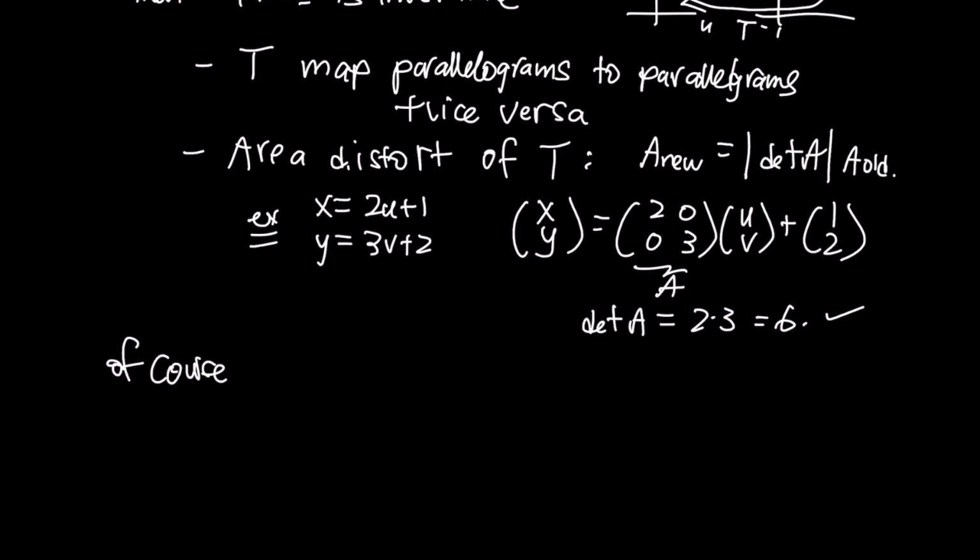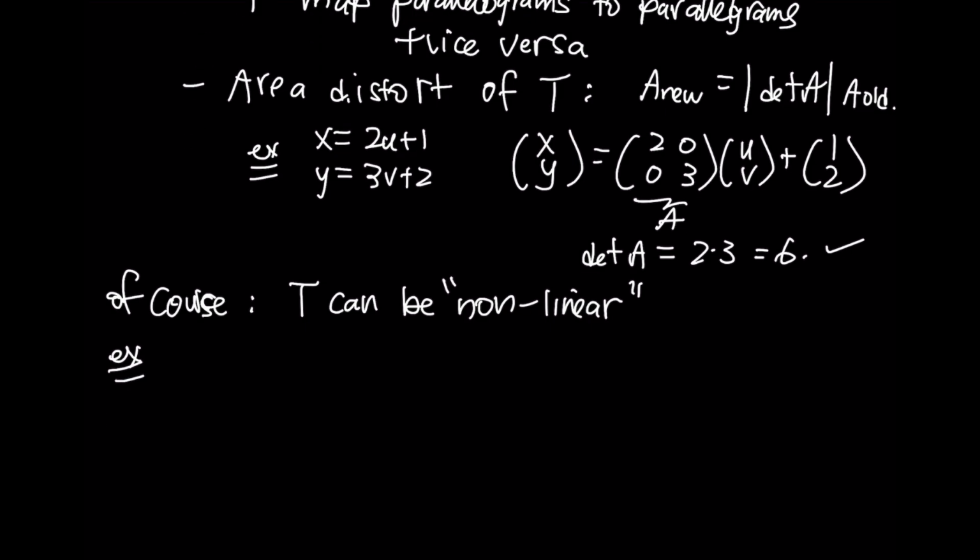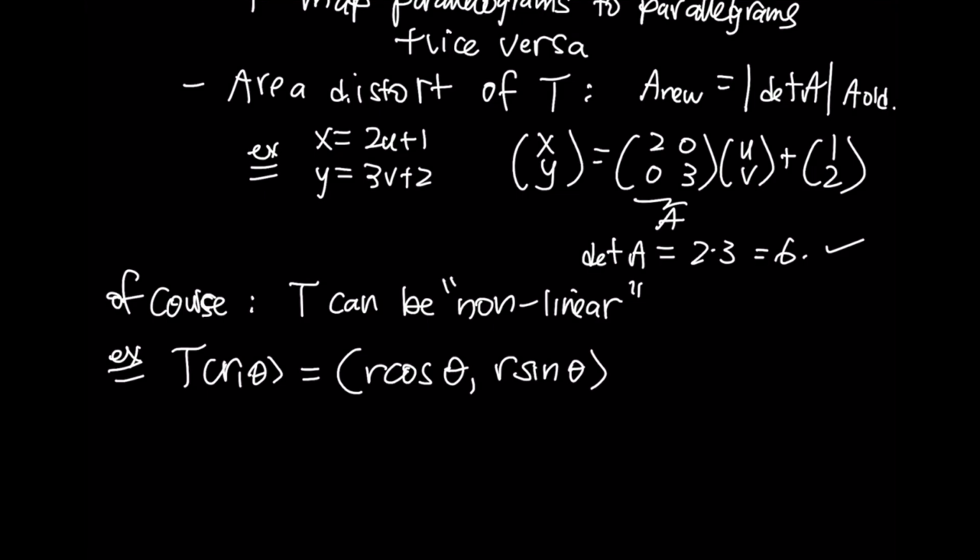Now, of course, not all transformations have to be affine. And the transformations that are not affine, we are going to call non-linear. And the most common one that we will use is the following, where if we take r and theta, we map them into r cos theta and r sine theta. This is our x value, this is our y value.